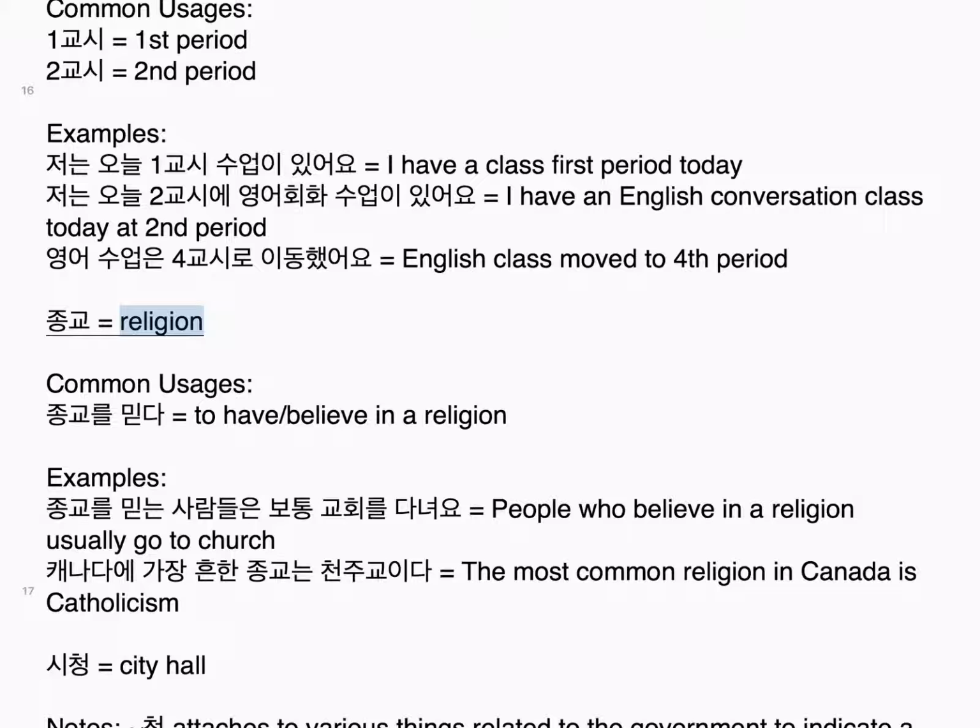종교 equals religion. Common usages. 종교를 믿다 equals to believe in a religion. Examples. 종교를 믿는 사람들은 보통 교회를 다녀요. People who believe in a religion usually go to church. 캐나다의 가장 흔한 종교는 천주교이다. The most common religion in Canada is Catholicism.